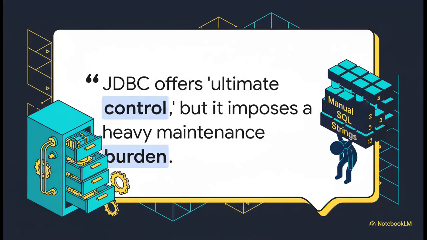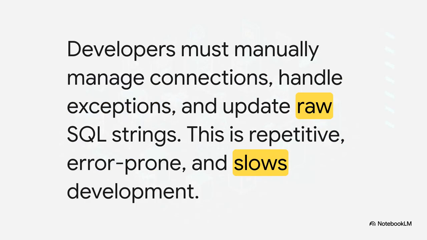So yeah, that's the process. It's powerful, and it absolutely works. But as this quote says, JDBC offers ultimate control, but it imposes a heavy maintenance burden. And that really is the perfect way to describe the trade-off. You can control every little thing, but that control costs you a lot. And what is that cost? We call it the boilerplate burden.